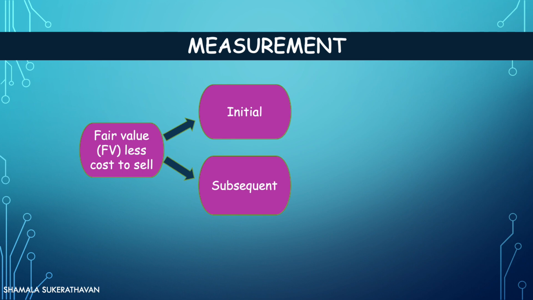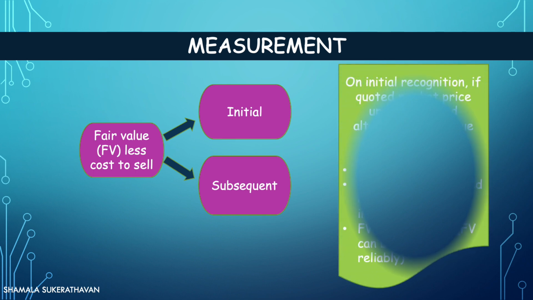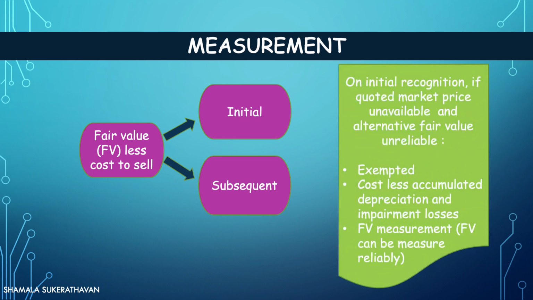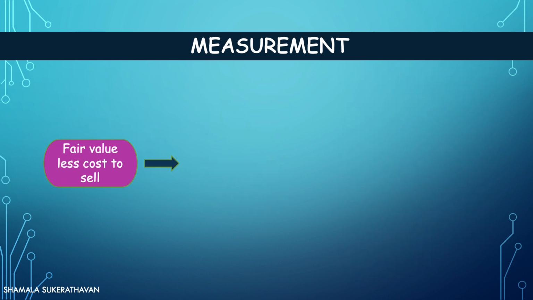However, if on initial recognition the quoted market prices are not available and alternative fair value measurements are unreliable, the biological asset is exempt from fair value measurement and will be carried at cost less accumulated depreciation and impairment losses. The related biological asset should be remeasured to fair value less cost to sell once the fair value can be measured reliably. In measuring biological assets at fair value less cost to sell, it's important to note the following.